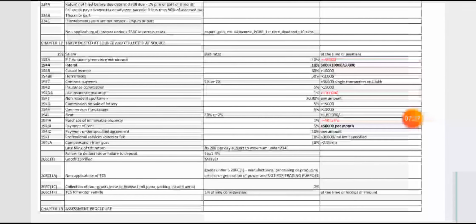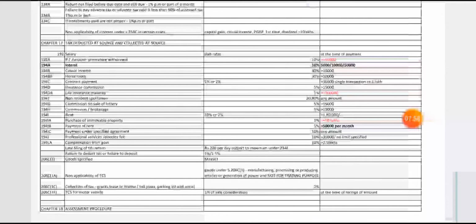194B talks about casual income. The tax percentage is 30%. The minimum amount is more than 10,000. 194BB is horse races, same 30% more than 10,000. 194C. So now 2 things are gone: salary, PF amount, interest, casual income, horse race. Done. 194C talks about contract payment.